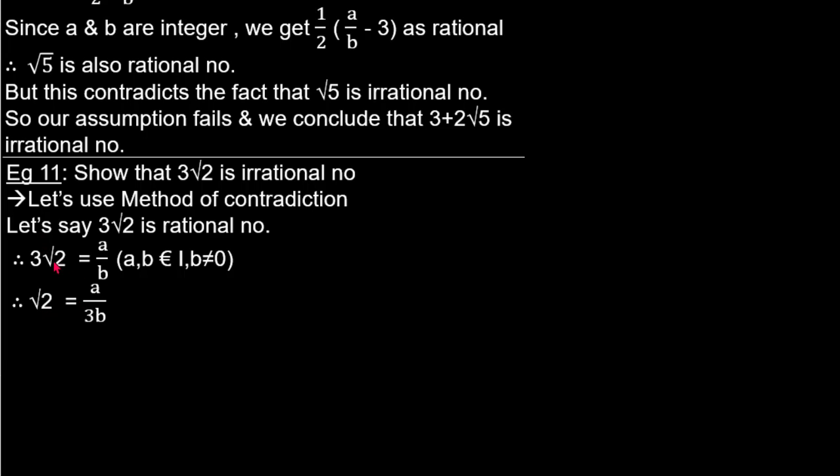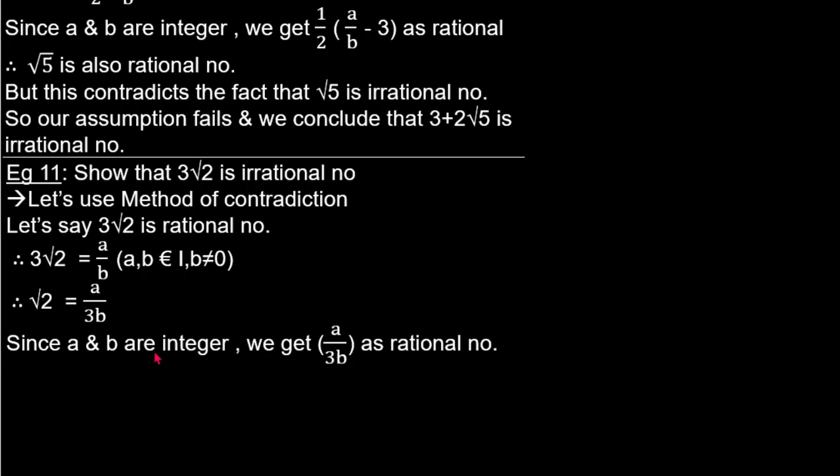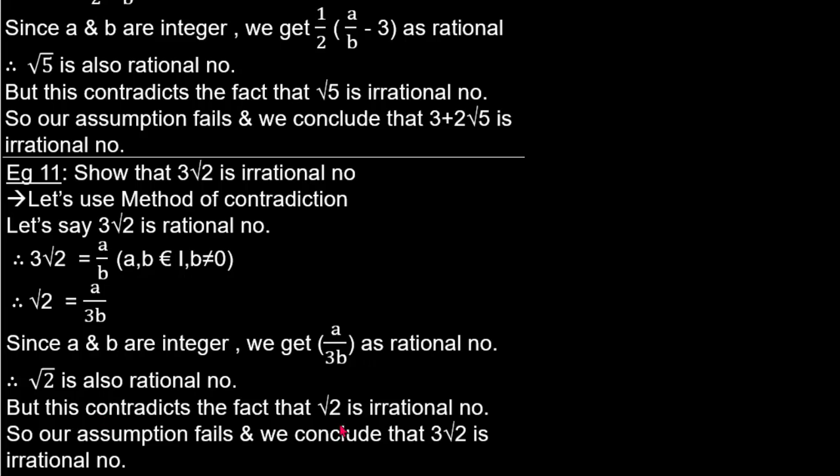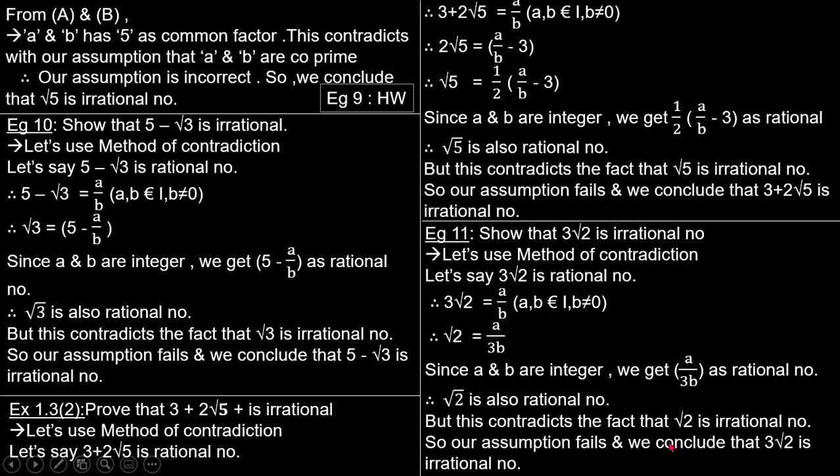So, again separate the root term. Root 2 can be written as a by 3b. Again the same idea: a and b are integers, so a by 3b is a rational number. Since the right hand side is a rational number, root 2 is also a rational number. However, this is in contradiction. So our assumption fails, and hence the given 3 root 2 is an irrational number.